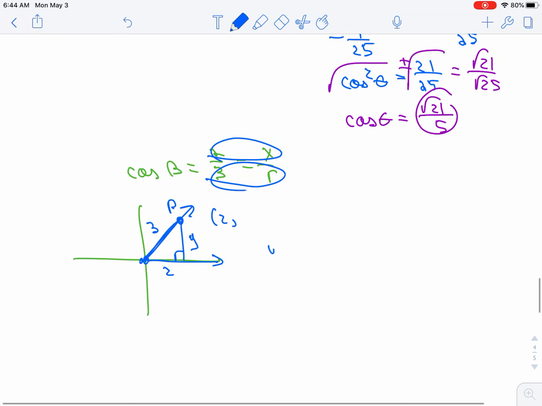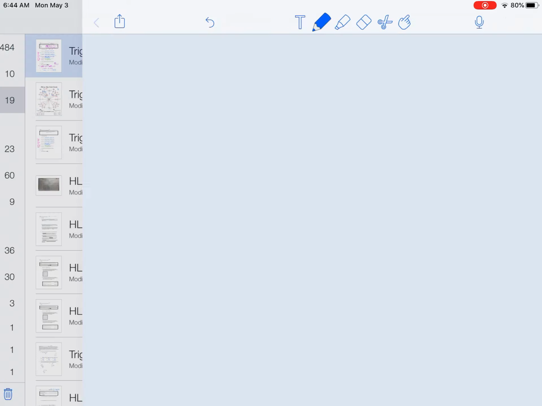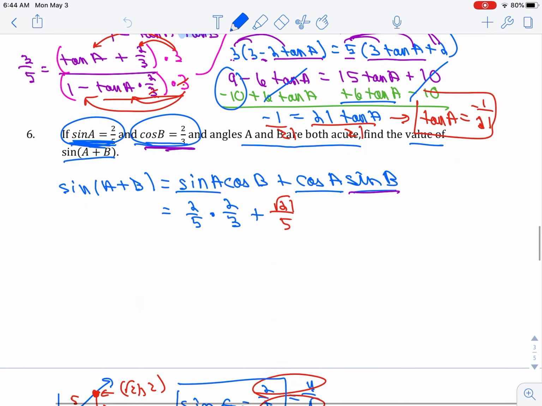If we use the Pythagorean theorem on this, then we get y squared plus 4 is equal to 3 squared, which is 9. So y squared is equal to 5. So y is going to be, again, the positive square root because we're in the first quadrant. Therefore, the sine of theta is going to be y over r, which is the square root of 5 over 3. And again, if you like the Pythagorean identity better, you can always use that. Okay, so we're going to come back here, and this is the square root of 5 over 3.